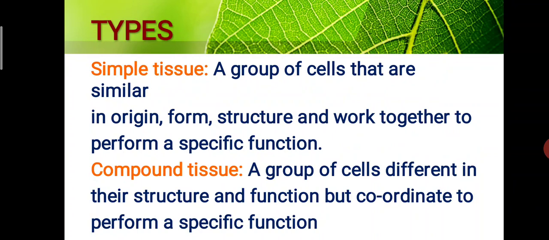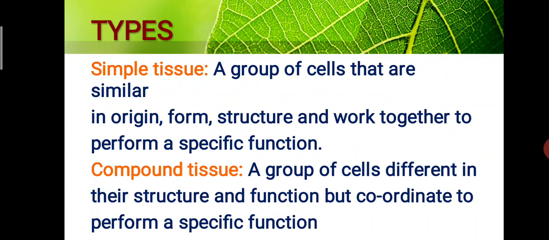These tissues are classified into simple tissues and compound tissues. Simple tissues means they are all similar in their origin, their form, structure, and they all work together with a specific function. Everything will be the same, and they perform similar function together. But in compound tissues, there are different cells, a group of cells different in their structure and function. Everything will be different, but they coordinate to perform a specific function.